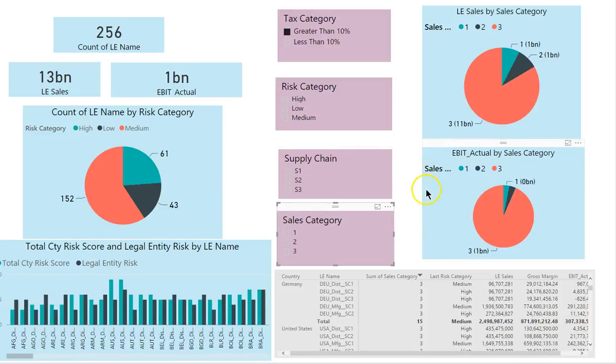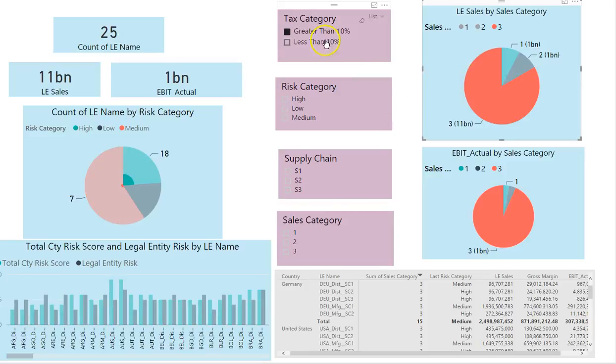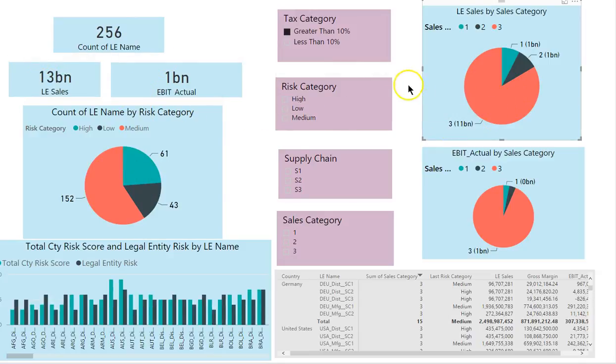There's another way to look at this as well, however, and I've looked at it mainly by sales category. What I've done is identify those 25 companies which are in the top decile, or have the highest levels of sales. If you focus just on those companies, there are 25 of them. They have 11 billion of sales and 1 billion in EBIT. And so we're really getting a very high proportion of the profits.